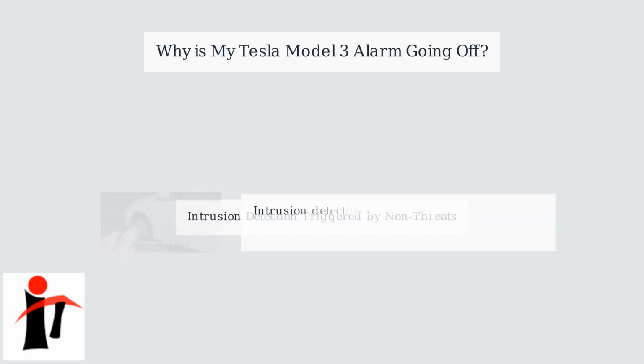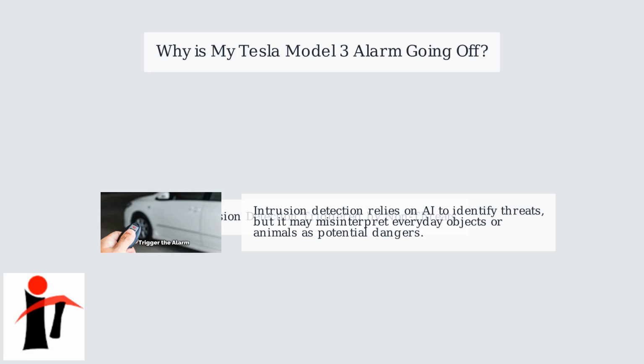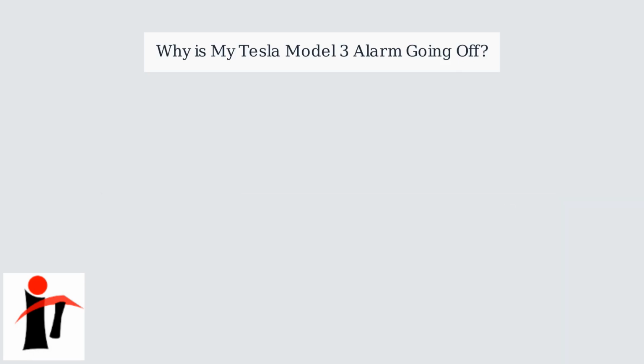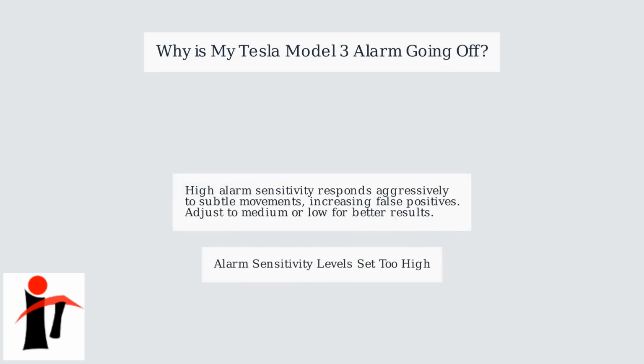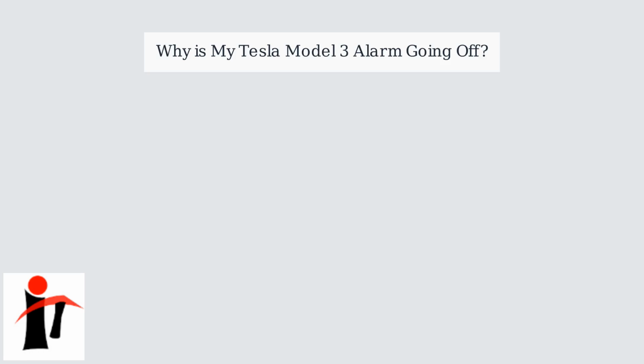Another issue is intrusion detection, triggered by non-threats. The system uses AI-powered image recognition to differentiate between threats and harmless objects, but it may misinterpret animals, vehicles, or environmental factors as intrusions. Finally, alarm sensitivity levels set too high can cause the system to respond aggressively to subtle movements. This increases false positives.